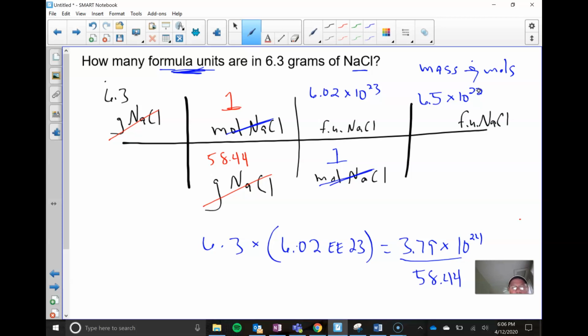All right. Now, you're going to have some practice problems that resemble these. They might look a little different. Not every practice problem is going to ask you for formula units and grams. It might give you the represented particles and ask you to calculate the mass. Okay, but try to follow these examples that I've given you.